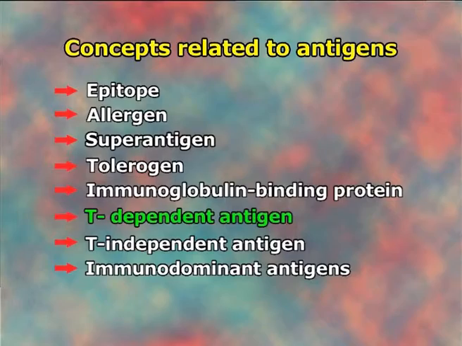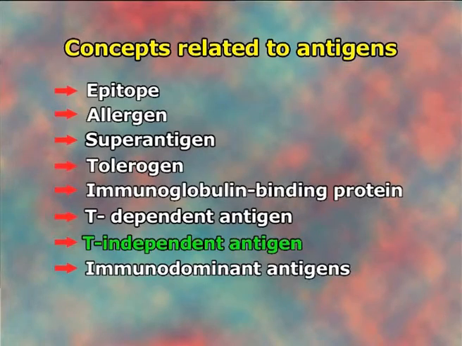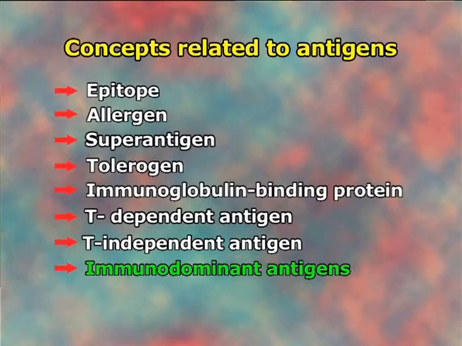T-dependent antigen. T-dependent antigens are usually proteins. They require the assistance of T cells to induce the formation of specific antibodies. T-independent antigen. T-independent antigens are usually polysaccharides stimulating B cells directly. Immunodominant antigens are the ones that dominate in their ability to produce an immune response.